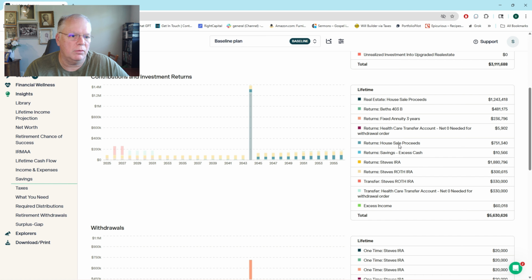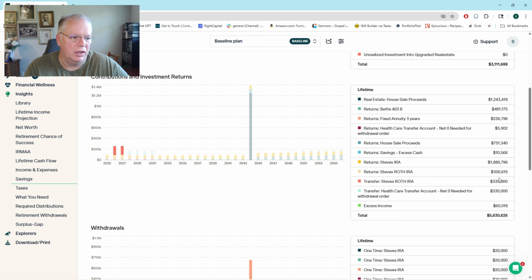That's interesting. Why do I have two in there? Oh, this is just real estate. It's combining everything, and this is actually the proceeds on it because I used 300 and something thousand to put into our long-term care. This is total excess cash. This is the total amount the IRA will make. This is the total amount the Roth IRA will make.